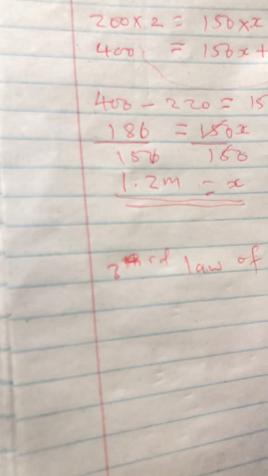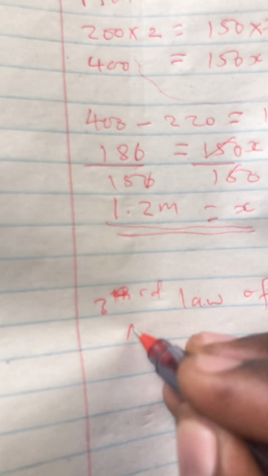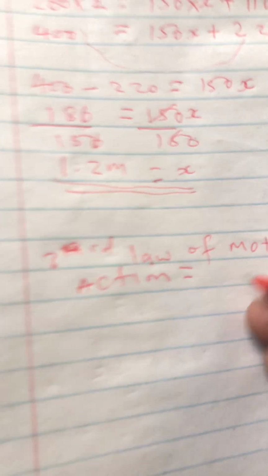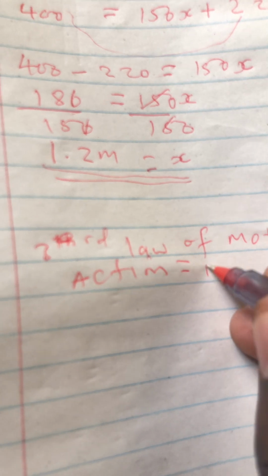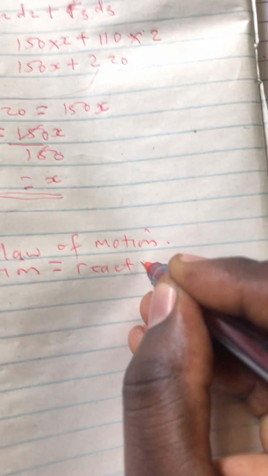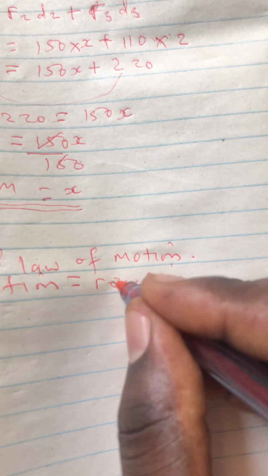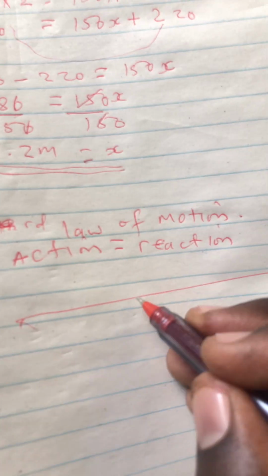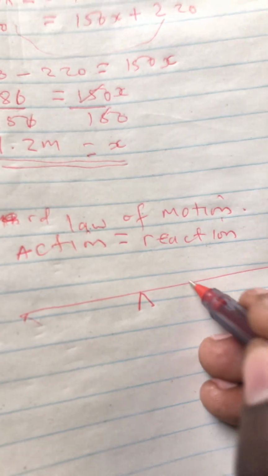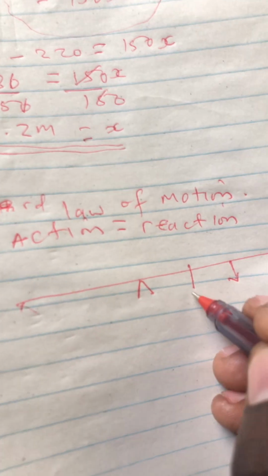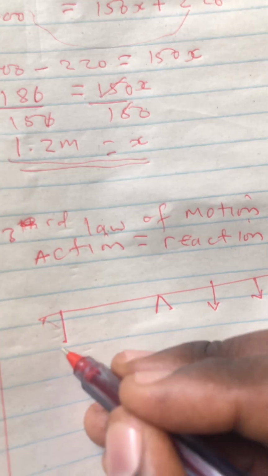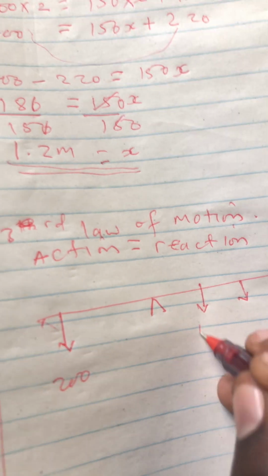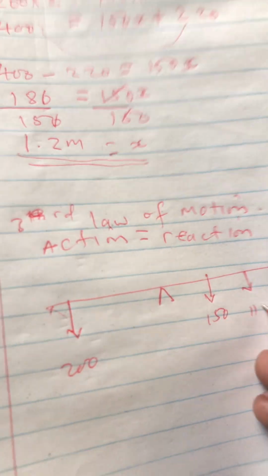What does this state? Okay, to every action there's an equal and opposite reaction. Okay, so if we have this is a pivot. If we have forces acting downward there, and then we have another one here, so this one here is 200, the other one there is 150, the other one there is 110.